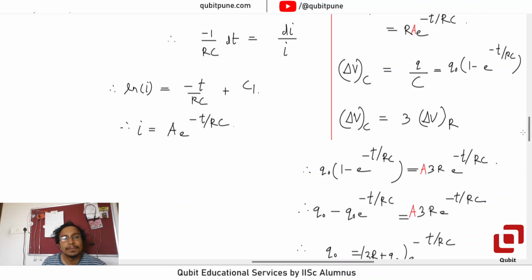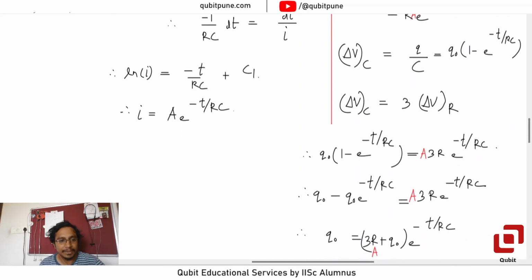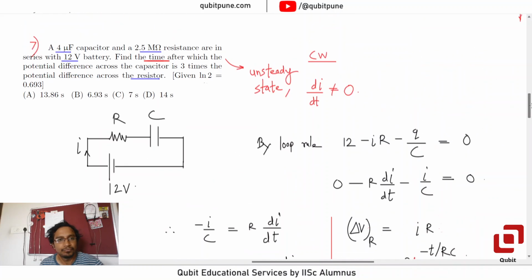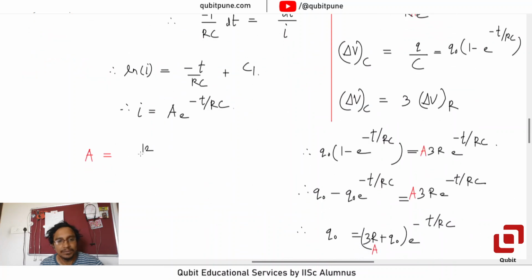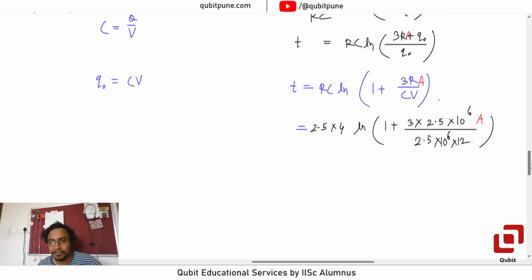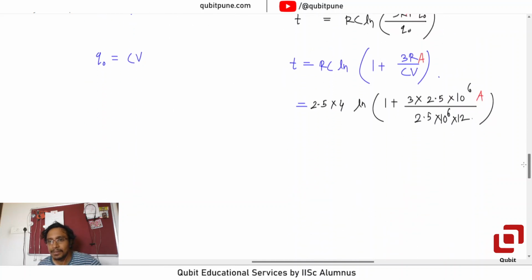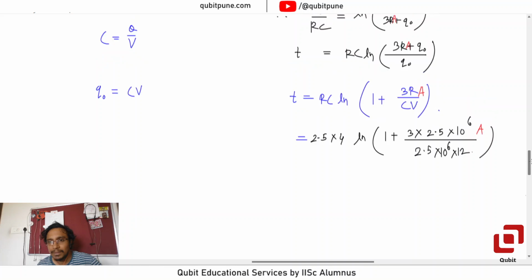So the Ohm's law. Peak current is when the capacitor acts as a short circuit, so we know the resistance and the voltage. Okay. (12 by 2.5 into 10 raised to 6). Okay. Fine.